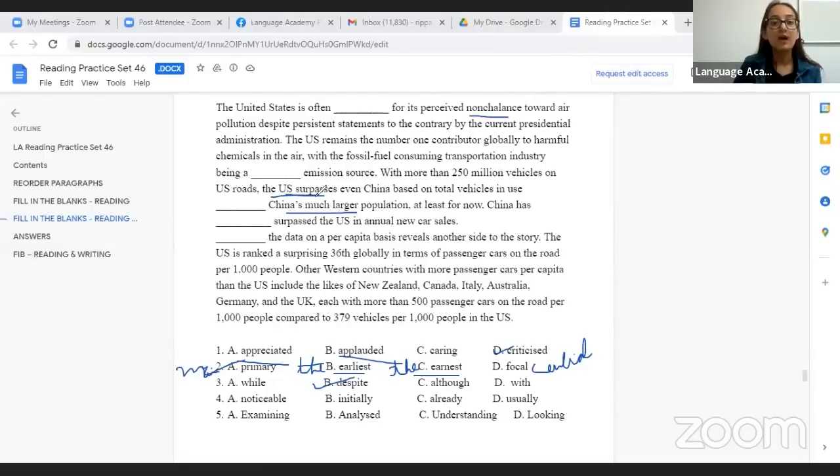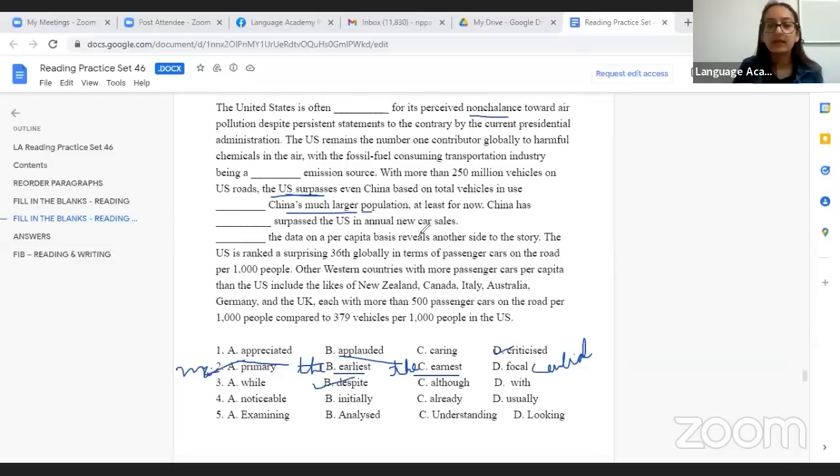So we cannot put while here. While is used when we make the comparison, but we are not making a comparison here. Comparison would be whose population is larger. So China has this population while US has that population. That is called comparison. We are not comparing populations here. We are giving two different facts. So even after China's population is more, still the vehicles in US are more. So that is how despite comes here.